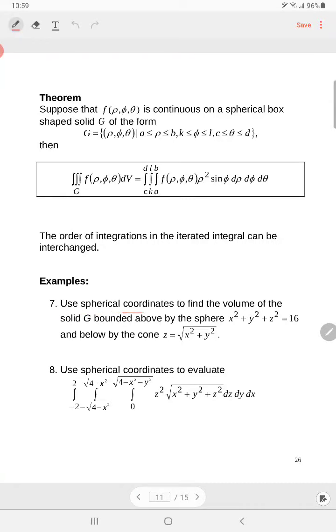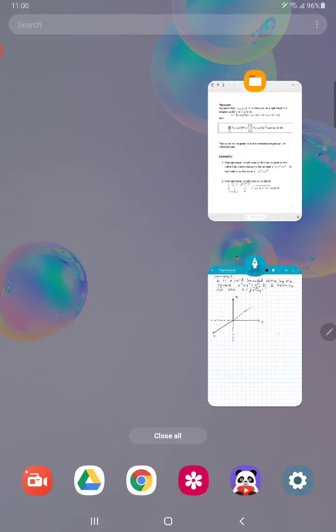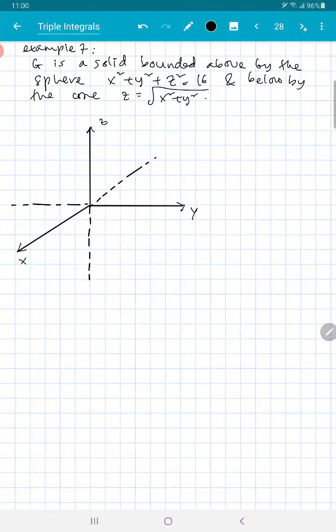So here we are asked to use spherical coordinates to find the volume of the solid bounded above by the sphere and below by the cone. Okay, alright, so I need more room than this. Okay, so here we have a solid bounded above by the sphere.